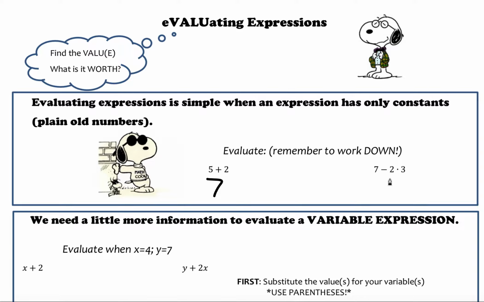7 minus 2 times 3, order of operations tells us we have to do the multiplication first. 7 minus 6 gives us 1.